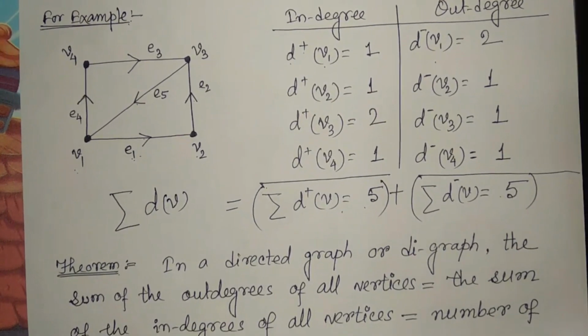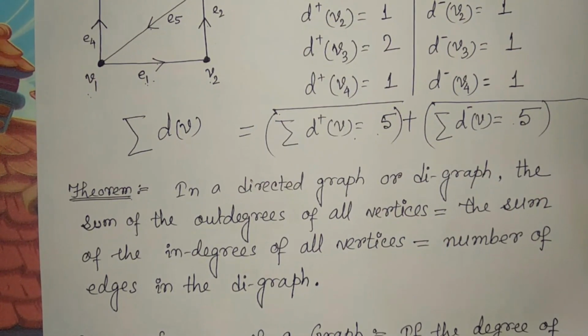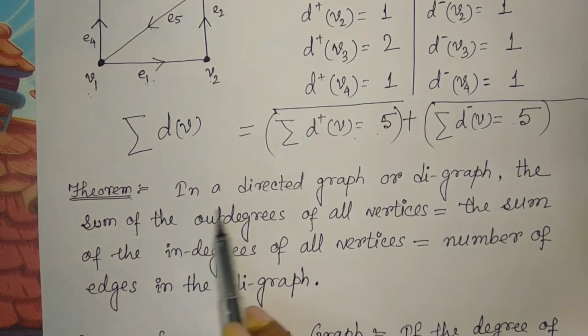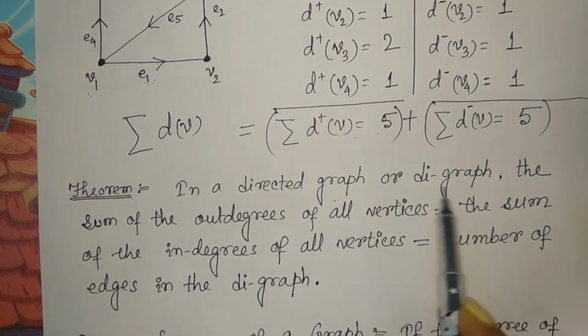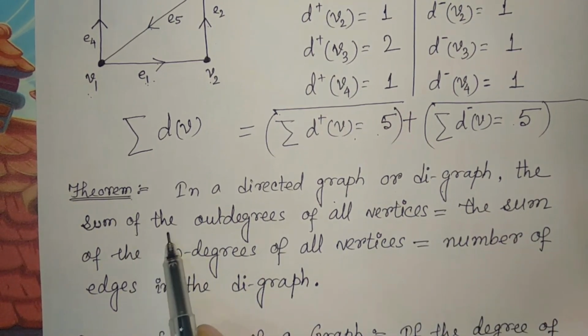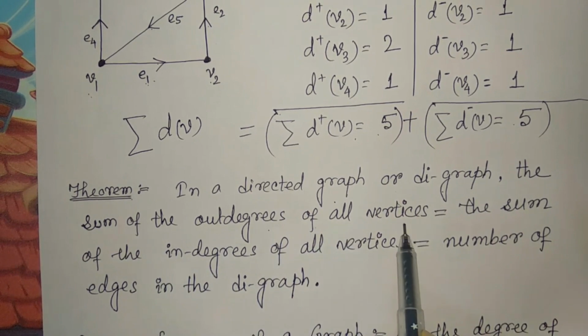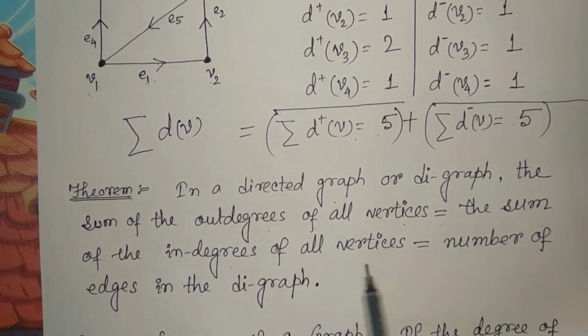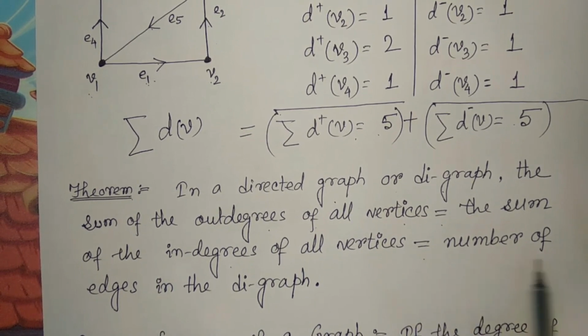According to this, we have a theorem for the in degree and out degree. The theorem is: in a directed graph or digraph, the sum of the out degrees of all vertices equals the sum of the in degrees of all vertices, which equals the number of edges in the digraph.